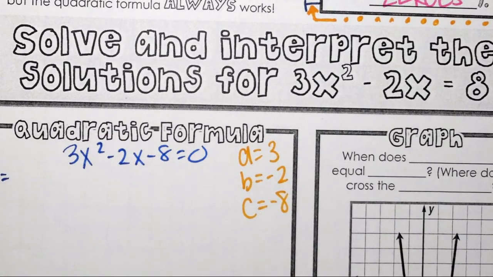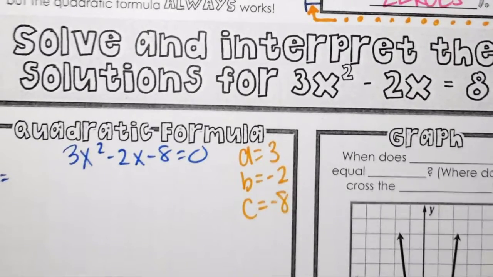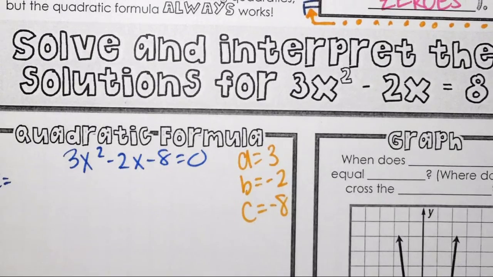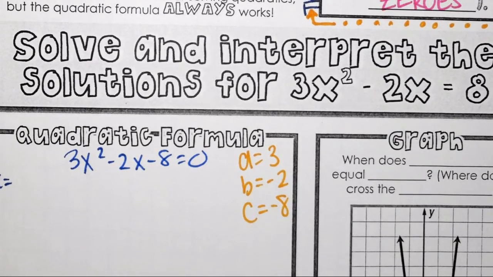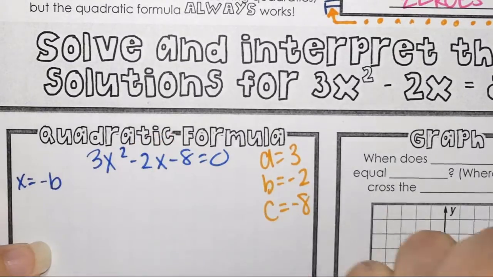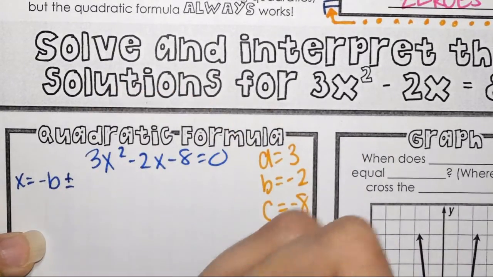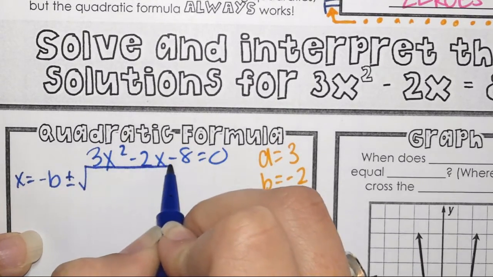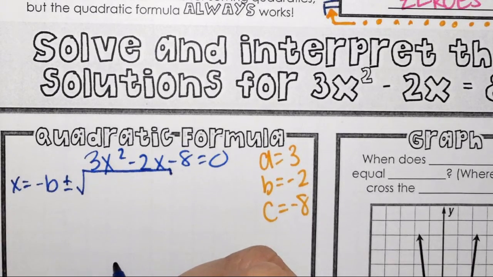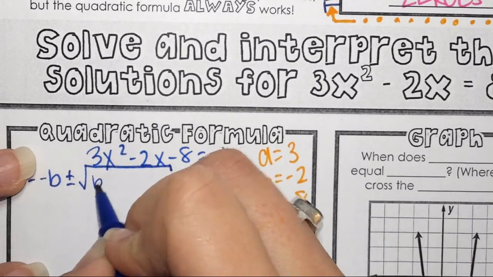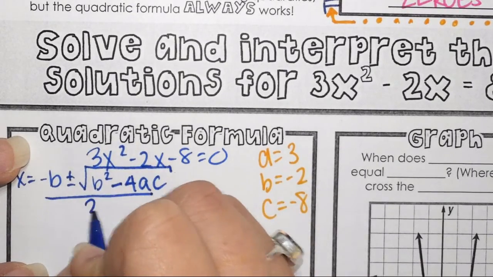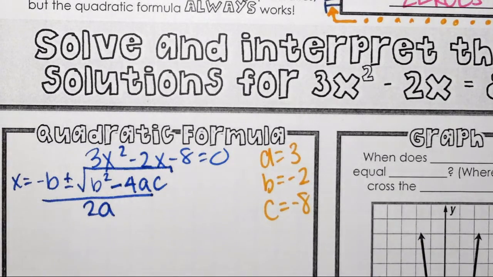And what's our quadratic formula? What is the quadratic formula? Negative B, plus or minus the square root of B squared, divided by 2A. Good job, Mary. Take a point.